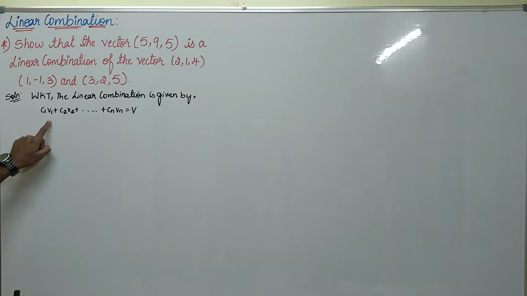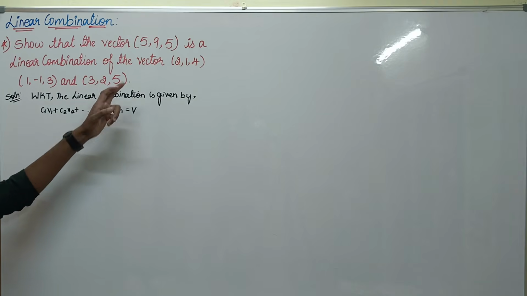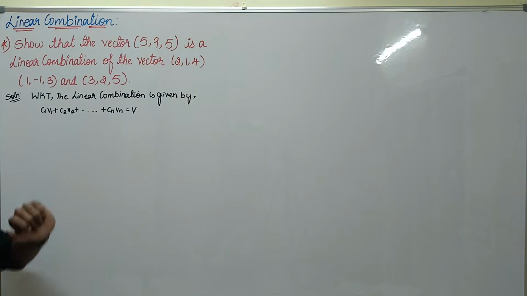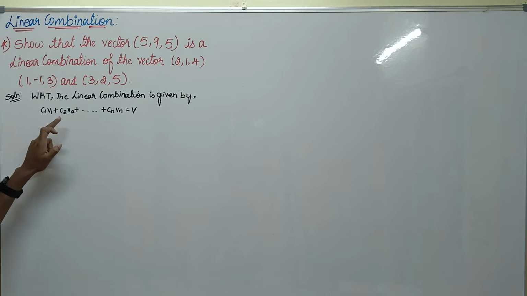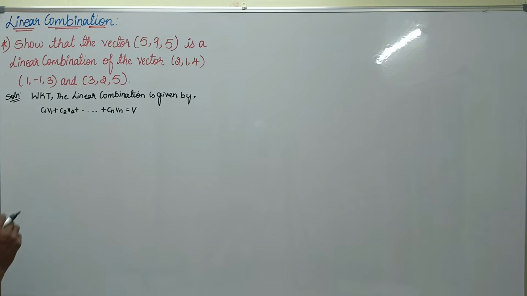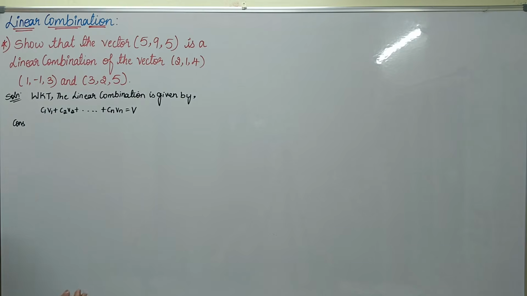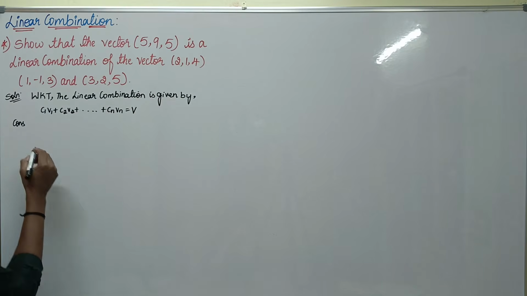Now, what is this V1, V2, V3, up to Vn? We call these the vectors. And V is also the condition that we need to show. Next comes C1, C2, Cn. These are called scalars. That is what we are going to find, that is C1, C2, C3. Now, how many sets are we going to consider? We are going to consider three vectors and find three scalars.